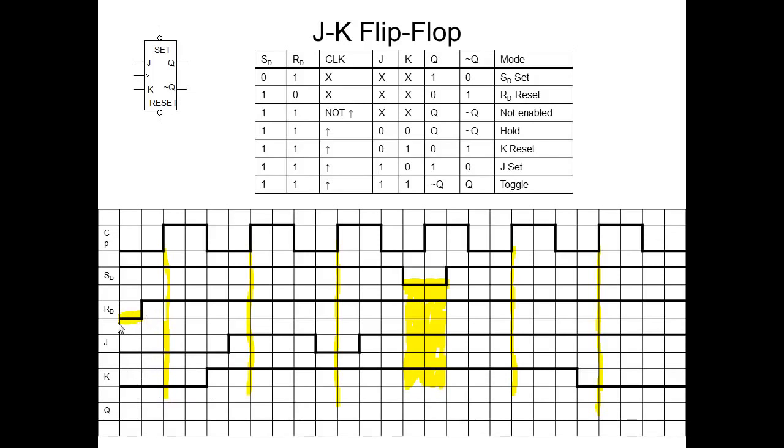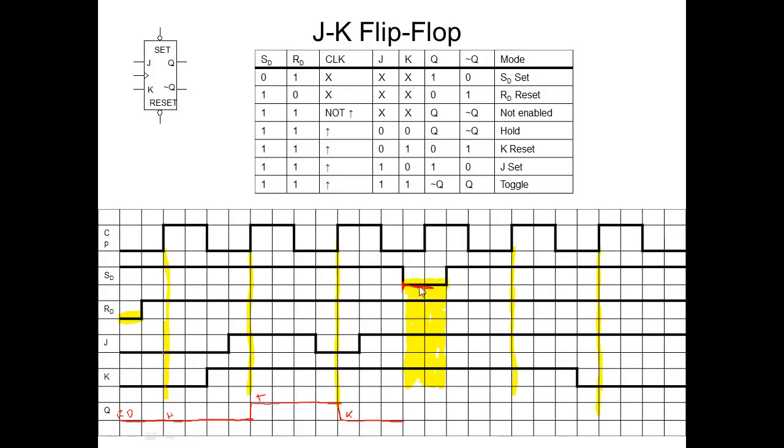So I need an initial condition. The reset tells me I'm going to reset the flip-flop. That's because of RD. RD tells us we're going to start in a reset condition. Next, we've got two lows, which is just going to hold. And now we've got two highs, which is going to toggle. If it toggles from a low, it's going to go to a high. Low on J, high on K is going to reset. That's because of K.